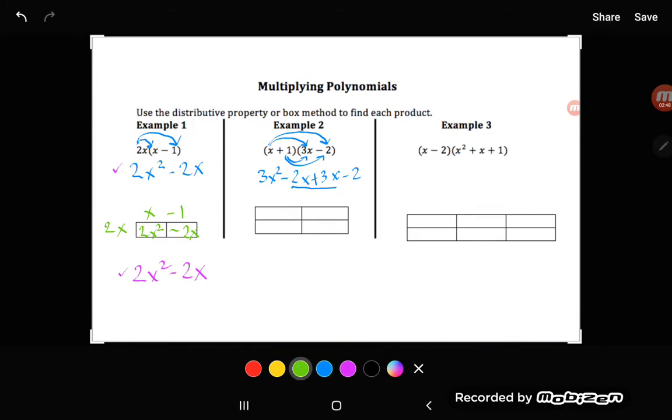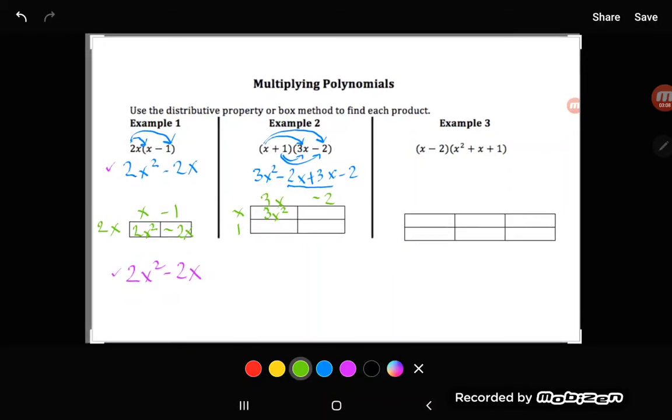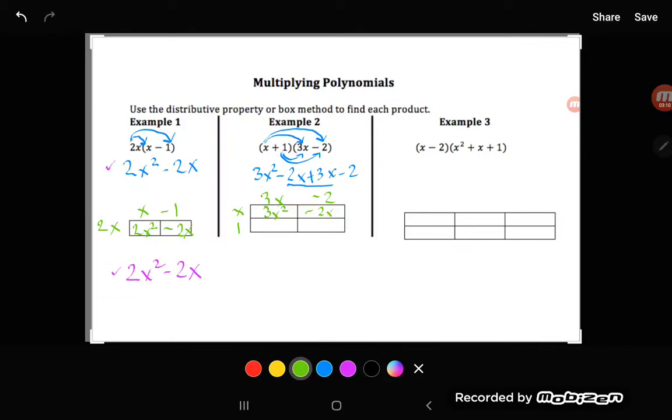Now let's check that using the box method. So I have an x here and a 1. Then I have 3x minus 2 here. 3x times x is 3x squared. x times negative 2 is a negative 2x. 1 times 3x is 3x. 1 times negative 2 is a negative 2.